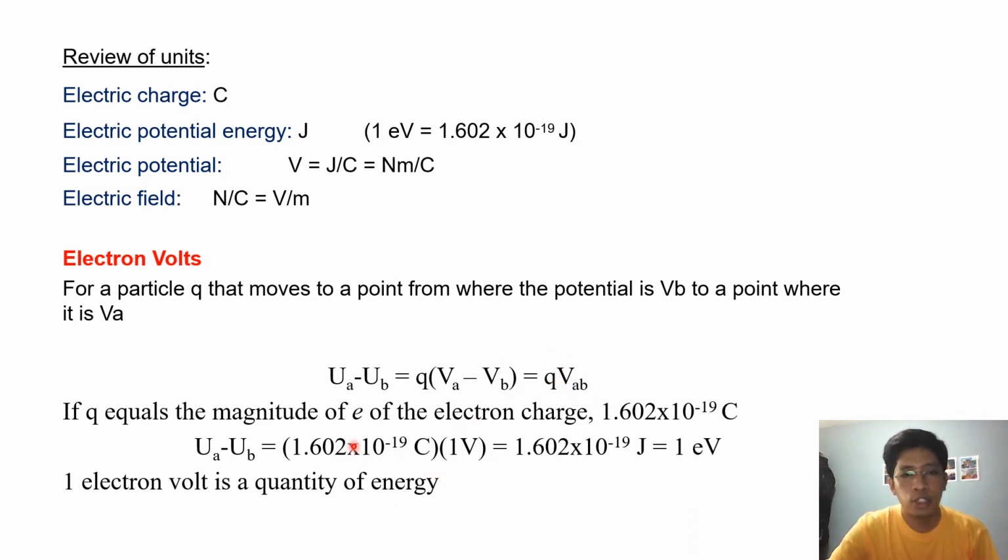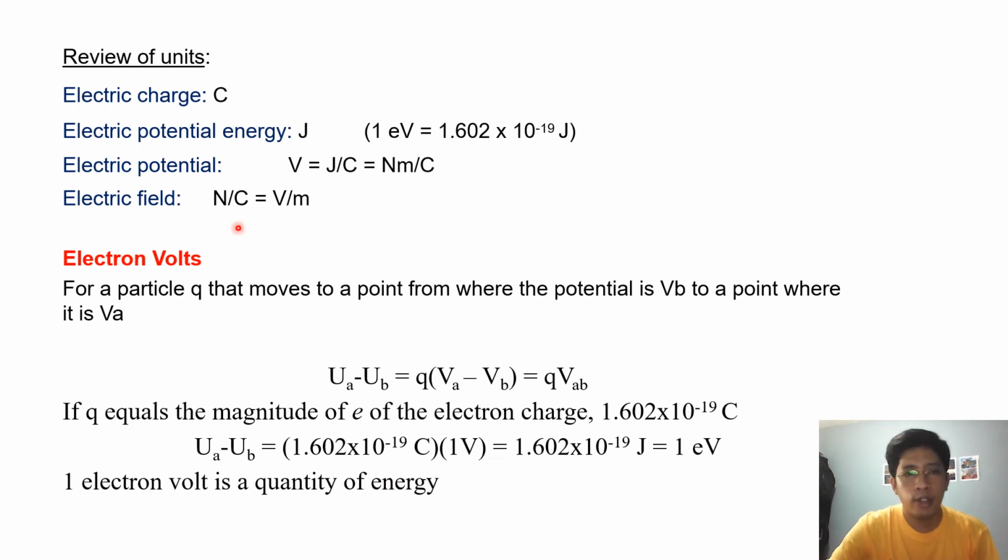If Q equals the magnitude of your electron charge, where the charge is equal to 1.602 times 10 to the negative 19 coulombs, your UA minus your UV is just your electron charge, E, times 1 volt. So you have 1.602 times 10 to the negative 19 joules. So since we're talking here about 1 electron charge, your 1 electron volt is equal to 1.602 times 10 to the negative 19 joules. 1 electron volt is a quantity of energy.